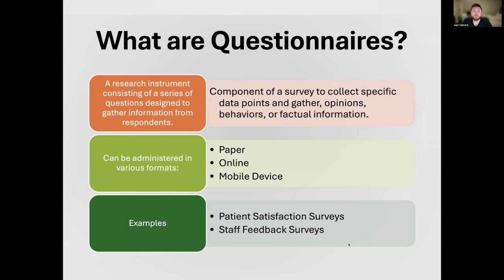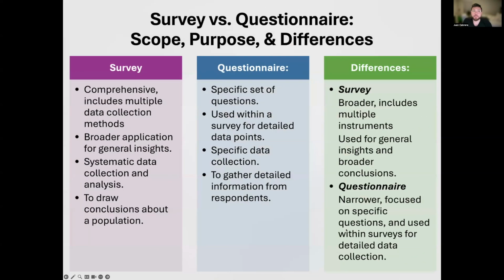Now that we define what a questionnaire is, understanding the difference between surveys and questionnaires is fundamental when designing your data collection tools. Although they serve related purposes, they differ in scope and application. Surveys have a broader scope and can include multiple methods of data collection, such as questionnaires and interviews. The primary goal of a survey is to gain general insights and draw conclusions about a population. For example, a hospital might conduct a survey to understand overall patient satisfaction. This survey might include a variety of questions and methods to capture a comprehensive view of patient experiences. The insights gained from a survey can help identify trends, inform policy decisions, and highlight areas needing improvement.